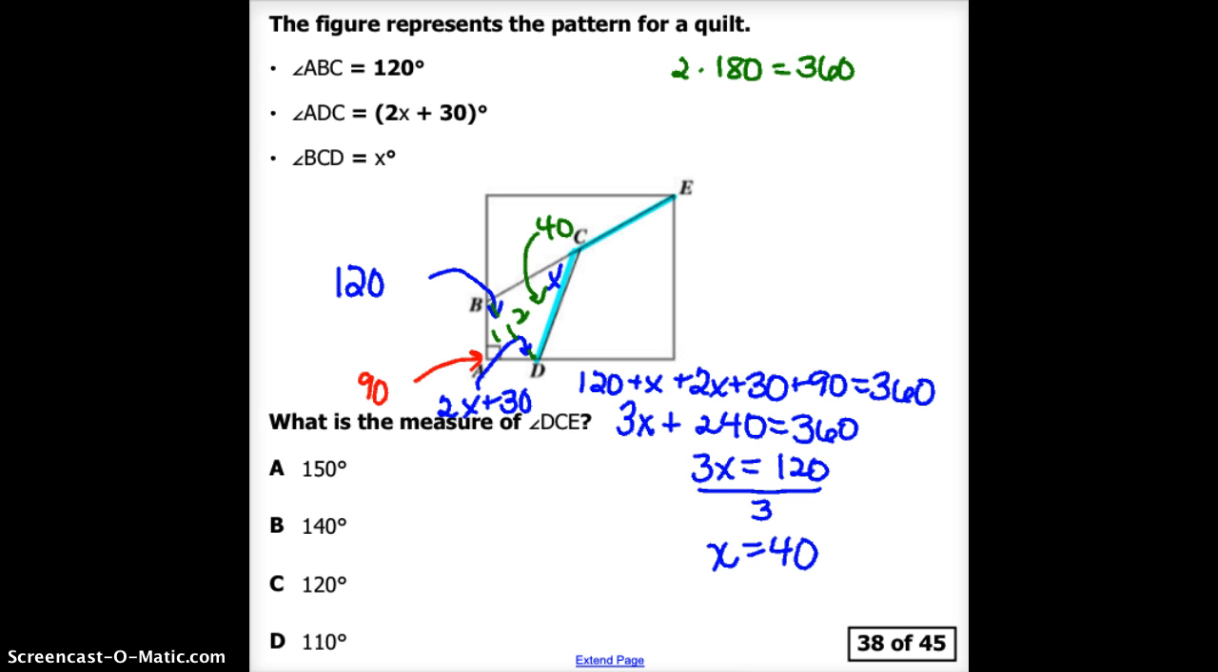And they were actually really nice, because if I was writing this question, I would certainly make an answer choice 40, because I think a lot of people would answer it as 40. But angle DCE is not 40. Angle DCE is a linear pair with the angle we found, which means that they're going to add up to 180. So I'm going to take 180 and subtract off the 40 that I found, and I'll get 140. So this angle right here is actually going to be 140, which is choice B.